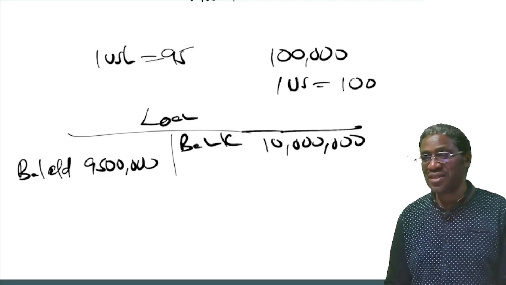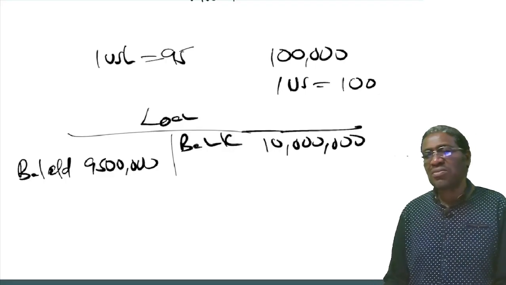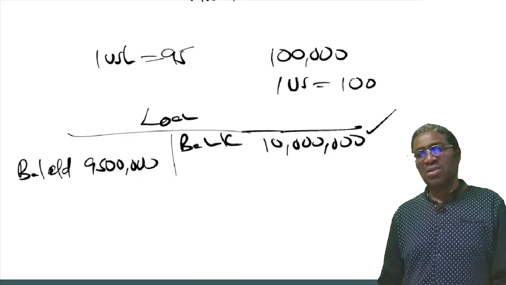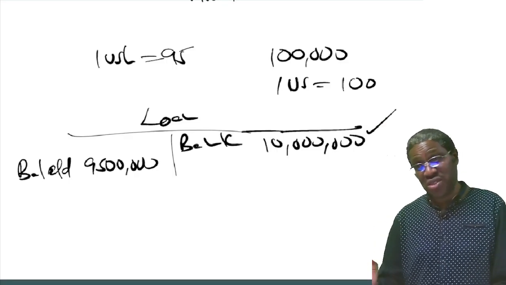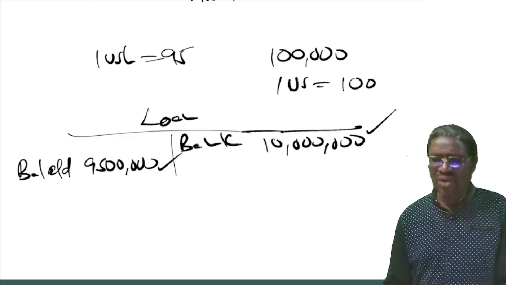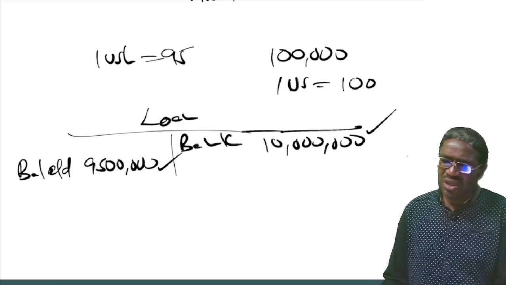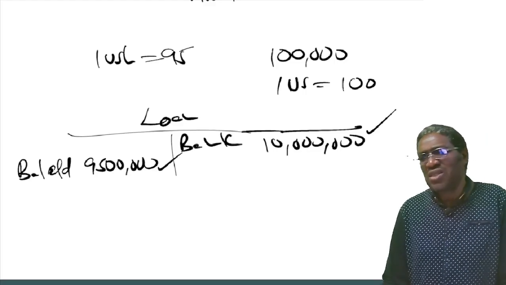Now listen. If you look at this account, your loan by the beginning of the year was 10 million Kenya shillings. But now it's like you're carrying down 9.5. It looks like you have repaid your loan. But have you repaid your loan? The answer is no.